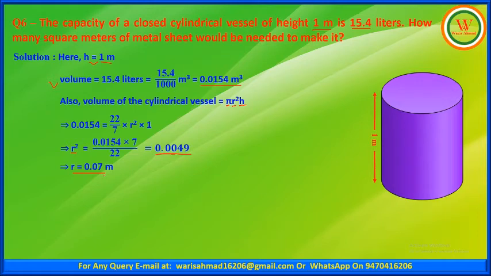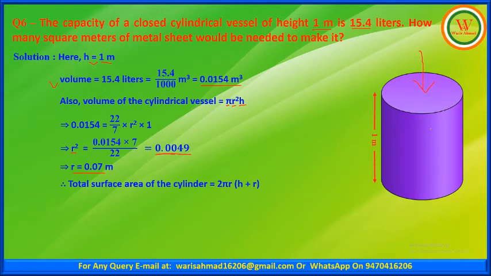After finding the radius, now we have to find out how many square meters of metal sheet would be needed to make it. For this, we have to find out the total surface area of this container. To find the total surface area of this container, we have to use the formula 2 into pi into r under bracket h plus r. So the total surface area of cylinder is equal to 2 into pi into r under bracket h plus r.